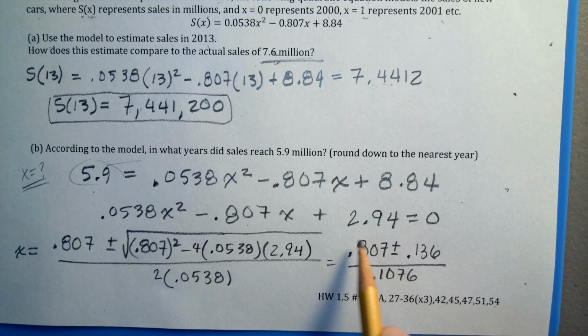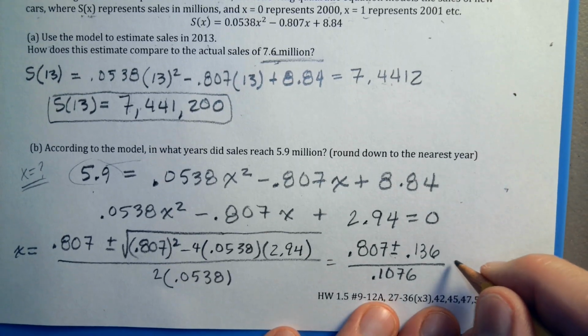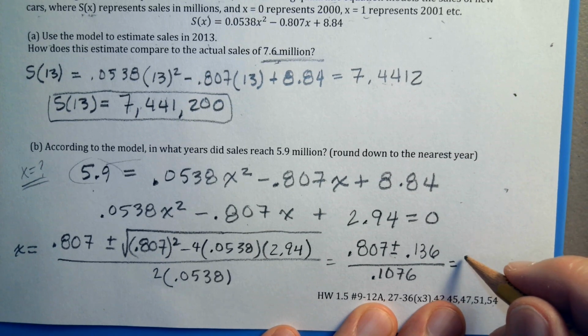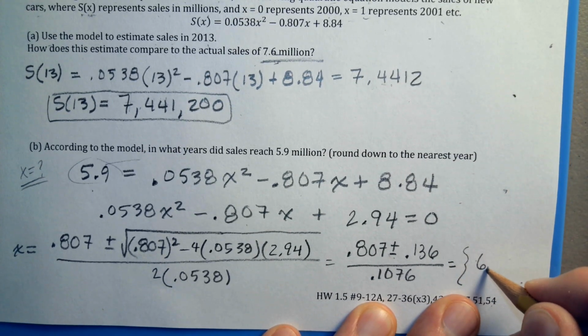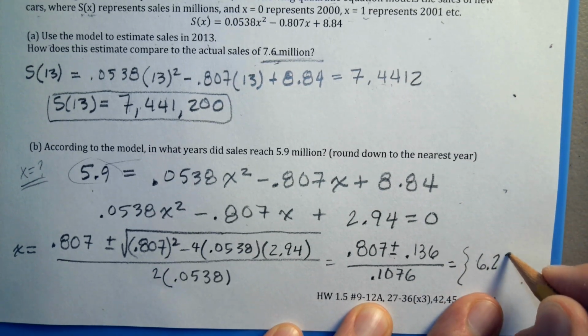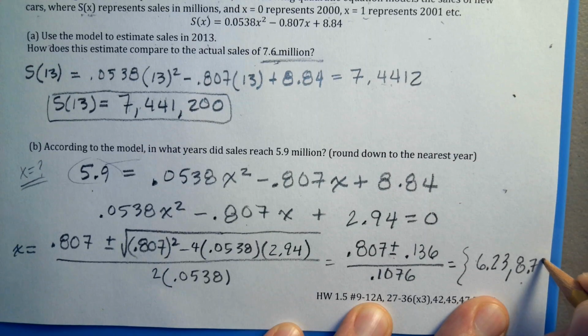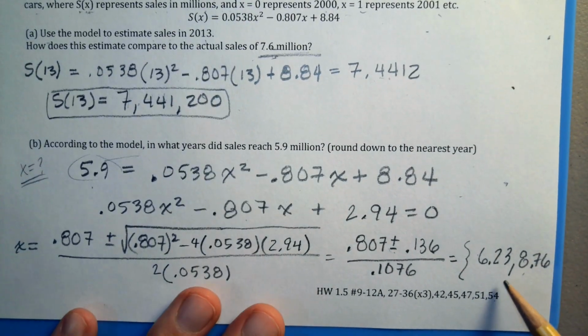0.136. And so now you want to just work through with the plus sign, get the value, work through with the minus sign, get that value. And so we're going to estimate. That means we're going to have something like 6.23 and 8.76.